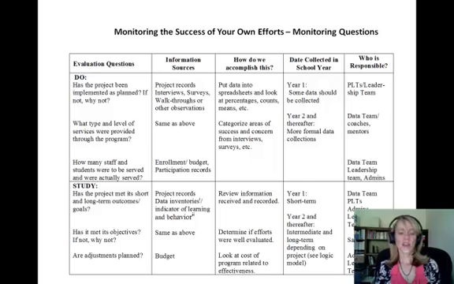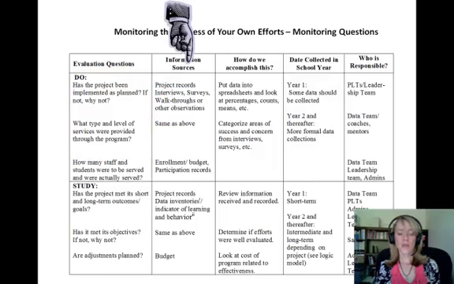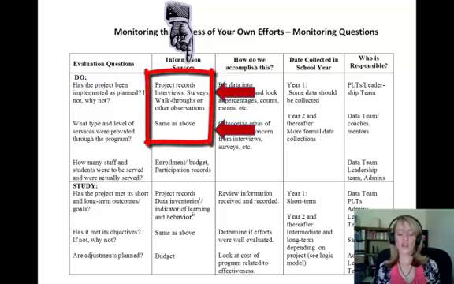Next, let's consider sources to address program implementation questions such as, has the project been implemented as planned? If not, why not? What type and level of services were provided through your program? Information sources might be existing project records, for example, staff training rosters, student participation rosters, program schedules, or meeting minutes. Or new data gathered through surveys, interviews, focus groups, or observations.